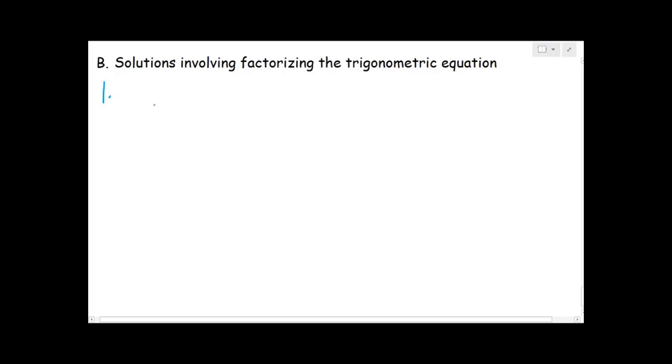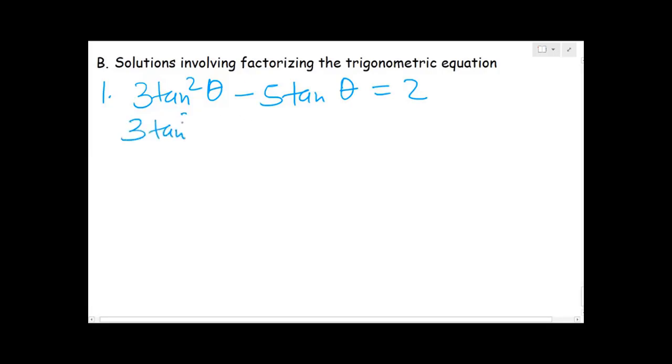In our second category, we have solutions involving factorization of trigonometric equations. The first example under this category is 3 tangent theta squared minus 5 tan theta is equals to 2. Realize that this one is a quadratic equation, which is of the form 3 tan squared theta minus 5 tan theta minus 2 is equals to 0.